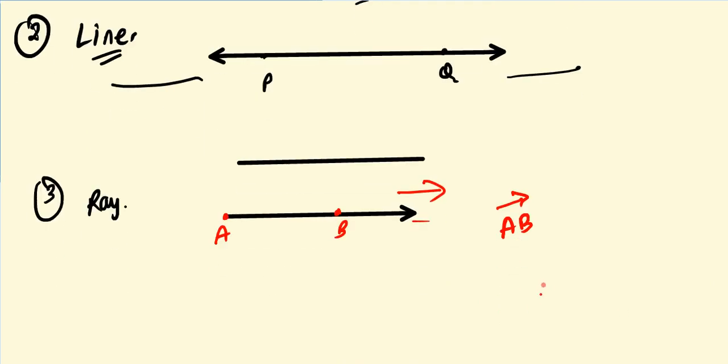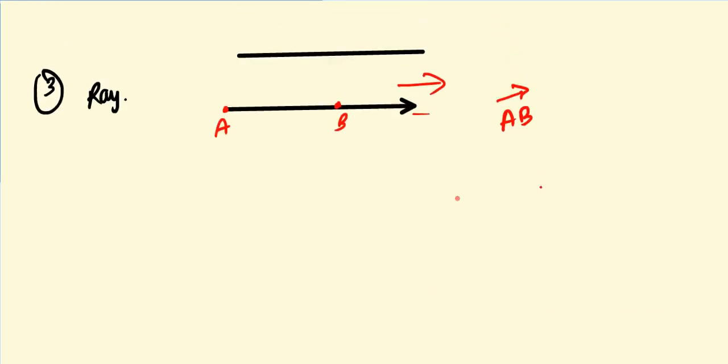Then some more points about ray. A ray has only one end fixed point, which is known as its initial point. That means this is that fixed point and this is the initial point. A ray extends indefinitely in only one direction. So you can extend this ray in this direction indefinitely without any problem, because you don't know about the actual length, so you can produce this further. An unlimited number of rays can be drawn with the same initial point.